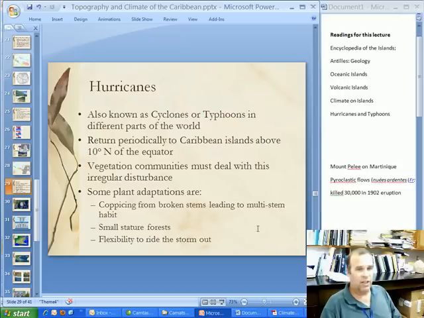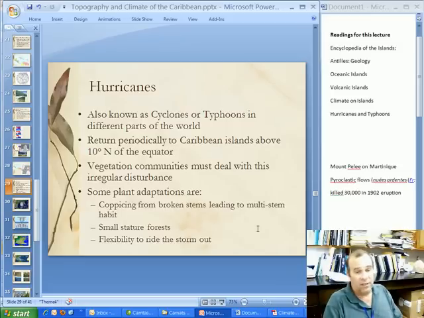Hurricanes are also known as cyclones in places like the South Pacific, Australia, the Indian Ocean. They're called cyclones. They're called typhoons in East Asia, in Japan and in China. But in the Atlantic, they're usually called hurricanes, and I guess in the Eastern Pacific as well.